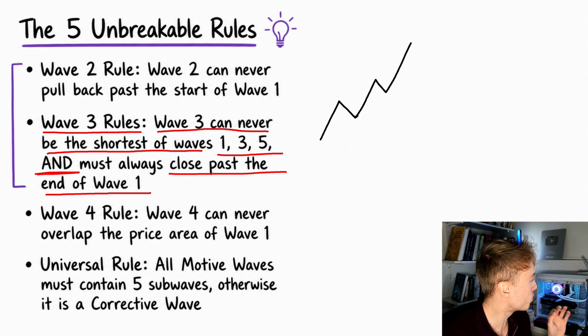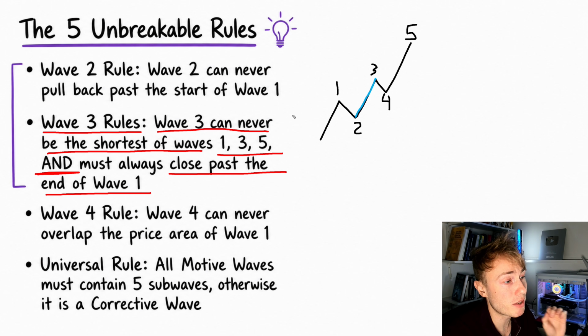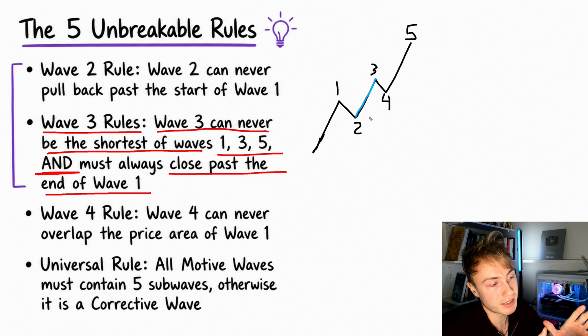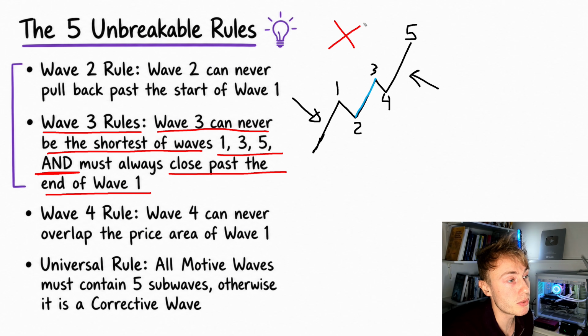And remember, this rule stated that wave 3, this right here is wave 3. I can actually draw out all of the counts. So we have 1, 2, 3, 4, 5. Remember, the first part of this rule is that wave 3 can never be the shortest. In this case, I tried to draw it so that you can see the blue wave, wave 3, is shorter compared to both wave 1 and wave 5 here. So in this case, we actually broke the rule.